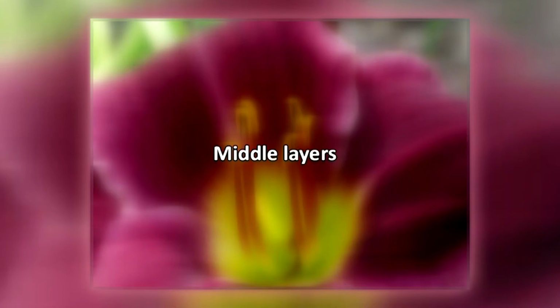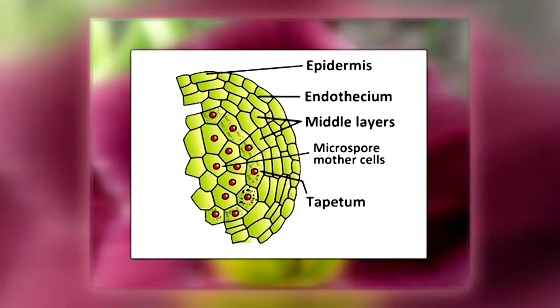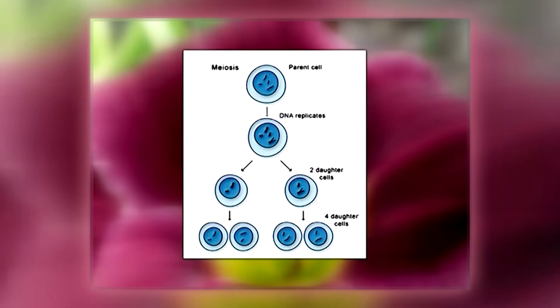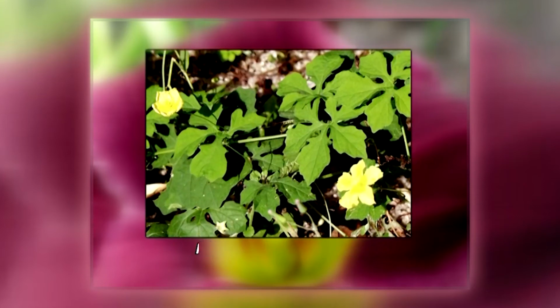Number 3. Middle layers. It is the third wall layer of the anther. The number of middle layers generally ranges from 1 to 3 and they lie next to the endothecium. The cells of middle layers are ephemeral and degenerate almost completely before the pollen mother cells undergo meiosis. Sometimes these layers degenerate soon after meiosis, as in Melothria maderaspatana, Momordica charantia, etc.